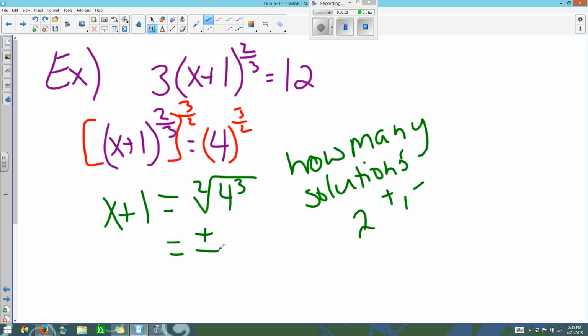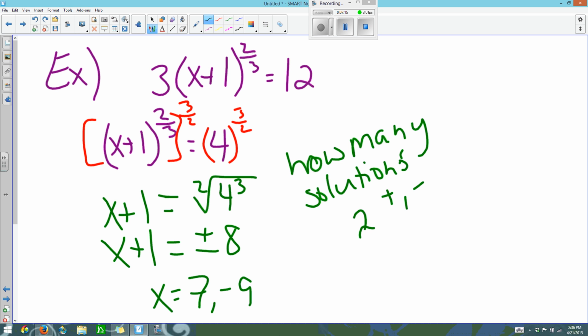In this case, 4 cubed is 64. The square root of 64 is 8, so we're going to have positive and negative 8, which means we're going to have 2 x values. We're going to have a 7 and a negative 9. 7 coming from positive 8 minus 1, and negative 9 from negative 8 minus 1.